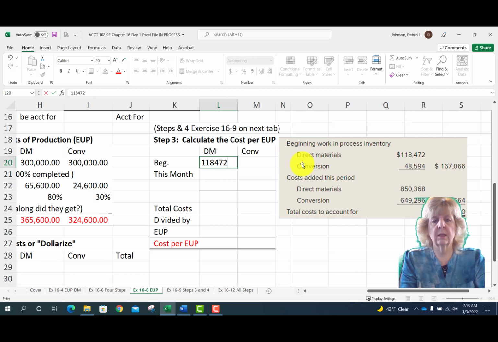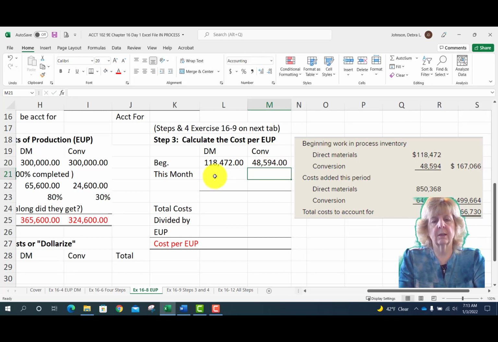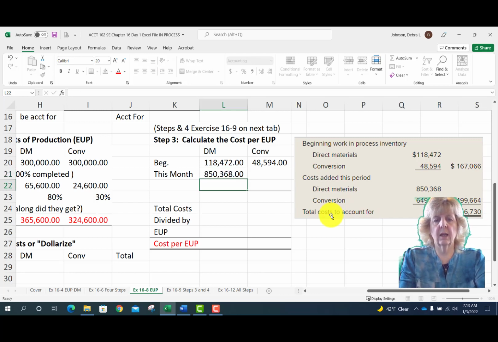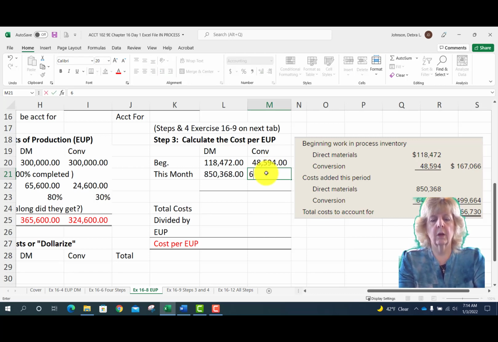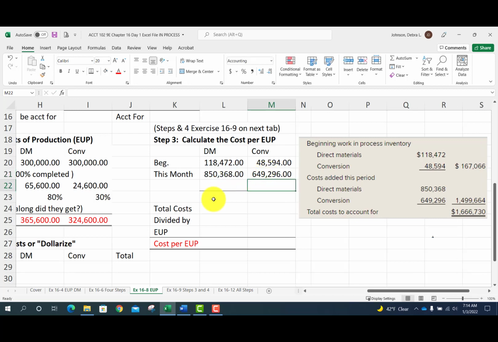We had 118,472 in materials and 48,594 in terms of conversion costs that came to us uncompleted from the previous month. This month, there were also another layer of costs that came in, 850,368 for materials, the cost of materials this month, and for conversion, 649,296. I'm going to add them up.